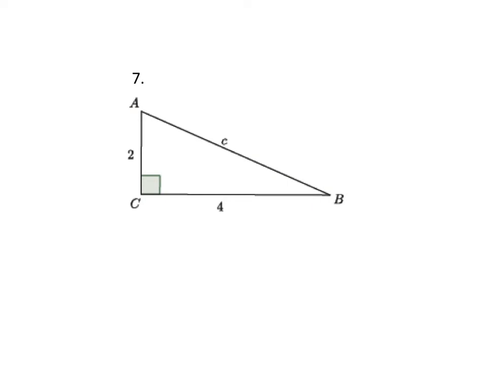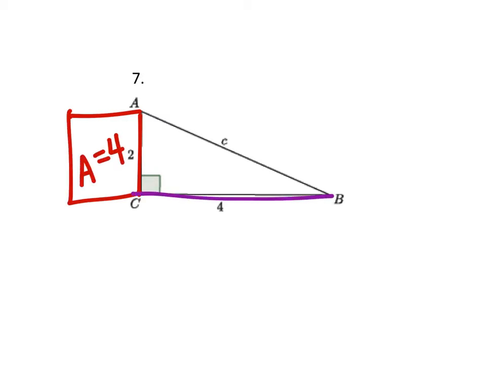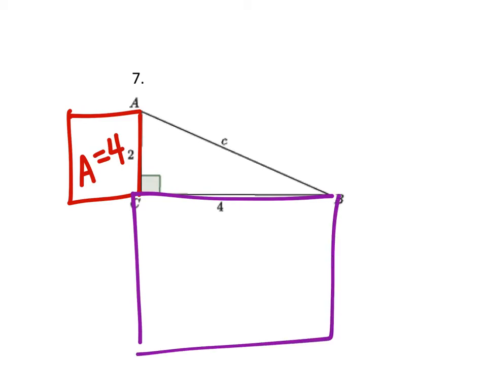On this one, it's the same idea. We got this leg here. We'll make it a square. It has an area of 2 times 2, which is 4. The area of this square also, 4 times 4, which is 16. That's the area of that square.